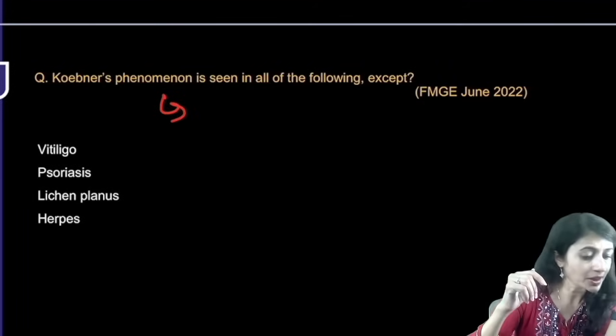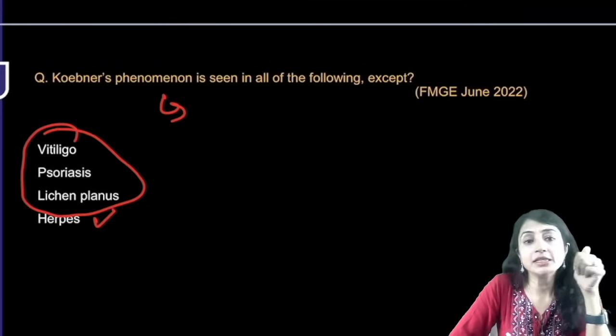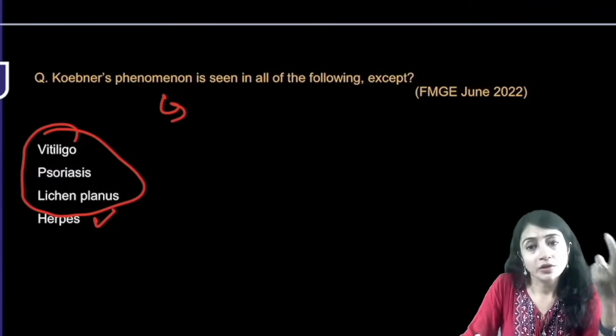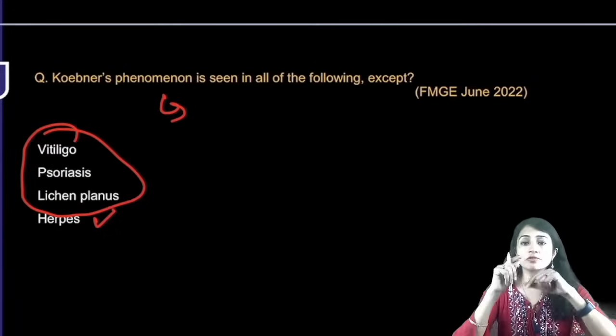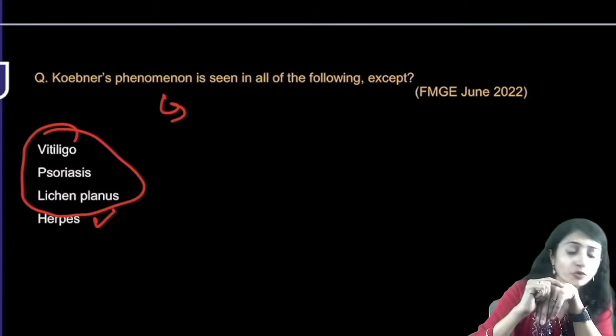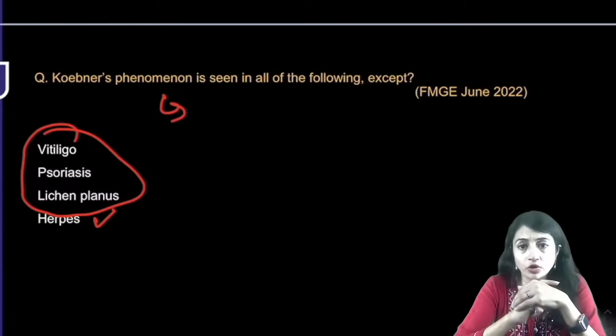so let me look at it. Yes, you all are right. The answer here would be herpes because we all know that these three are the most common conditions where we see Koebner's phenomena. So I'll just revise Koebner's phenomena. And okay, before we end, I would want you to tell me, where do we see pseudo-Koebner's phenomena?